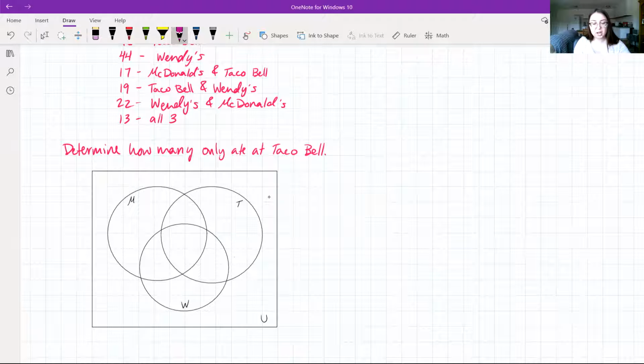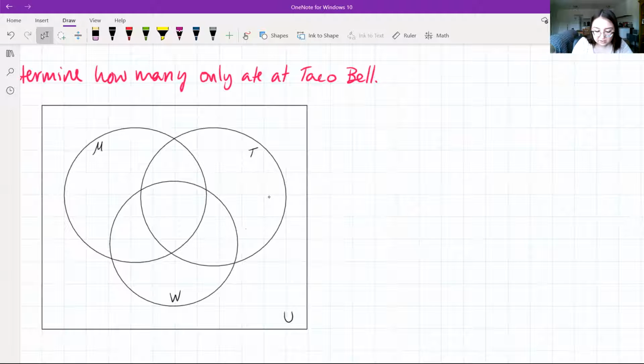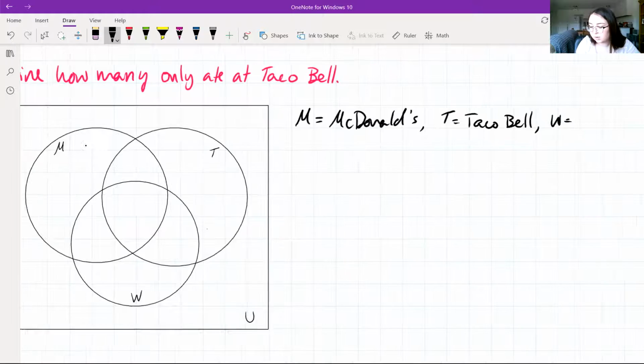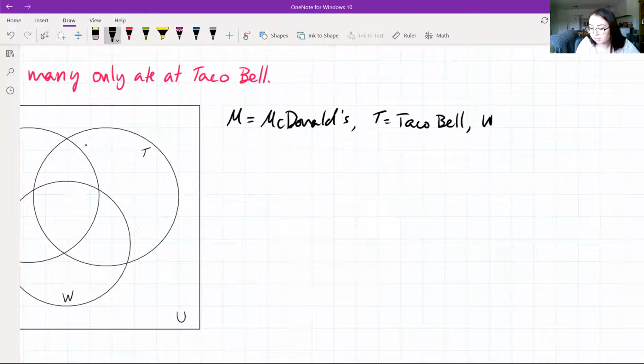So we only want how many people only ate at Taco Bell. So we see here I labeled M. M is McDonald's, T is Taco Bell, and W went to Wendy's.